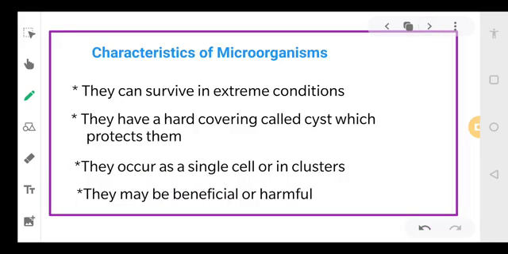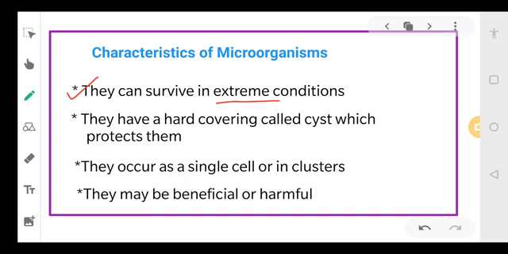Now coming to the characteristics of organisms. How can I identify a microorganism, when I cannot see them with my naked eyes, they are too small? Then how would I identify them? What are the certain characteristics, certain features? So the first feature is that they can survive in extreme conditions. Extreme conditions means they can survive in heat, they can survive in extreme cold, where even we human beings cannot survive.